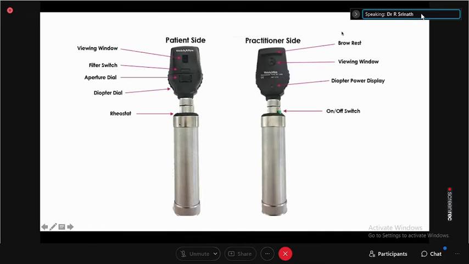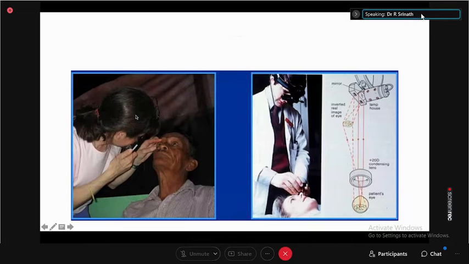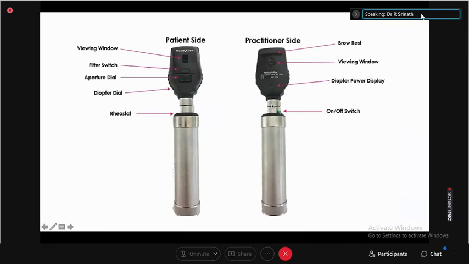So this is a fundoscope. We should all know that there are two types of fundoscopy. Whatever we do is a direct fundoscopy, which we do at bedside. There is something called indirect fundoscopy, which ophthalmologists do, which is possibly a bit more complicated, but for all practical purposes, whatever we do is a direct fundoscopy.